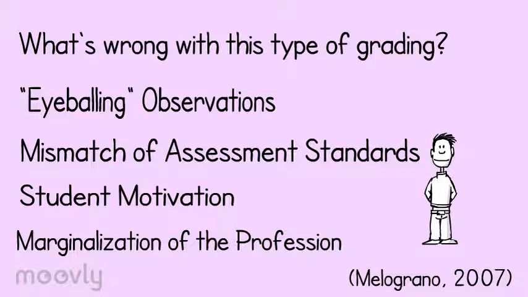First of all, we're simply eyeballing observations, also known as subjective observation, meaning that the grades are subjective to the teacher, to their feelings and to their thoughts, and there's nothing specific to go off of. Next, we have the mismatch of assessment standards. We talked about weighting in the last section, and this means just that our weighting is not matching what we want it to show. Next, we have student motivation.